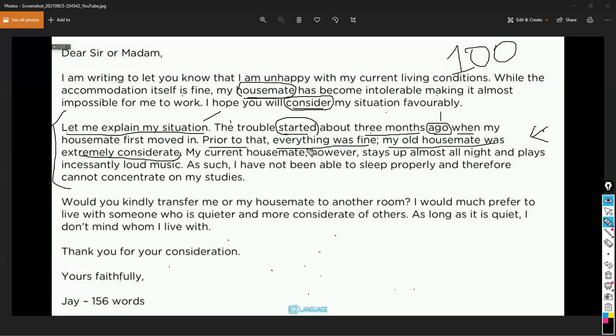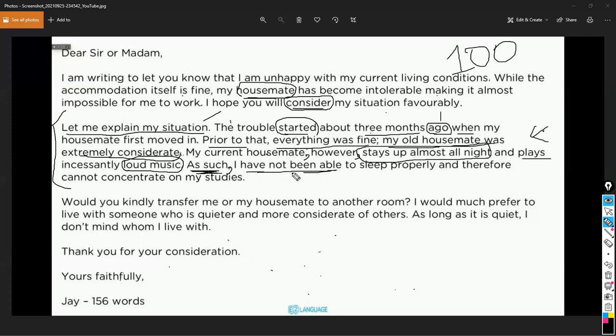My current housemate, however, stays up almost all night. This is the first problem. And plays music loudly. This is the second problem that I have with that friend, that classmate, that housemate, that roommate. As such a problem, I have not been able, this is in the near past.